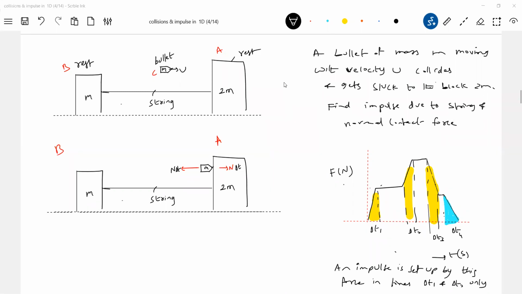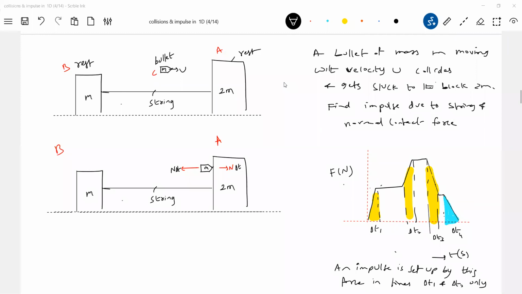Okay, I think I started from here. The bullet will come and collide. It will be in contact with block A for most of the time. But when you take impulse, as long as the velocity of the bullet is varying, the normal contact force that acts into delta T is what?